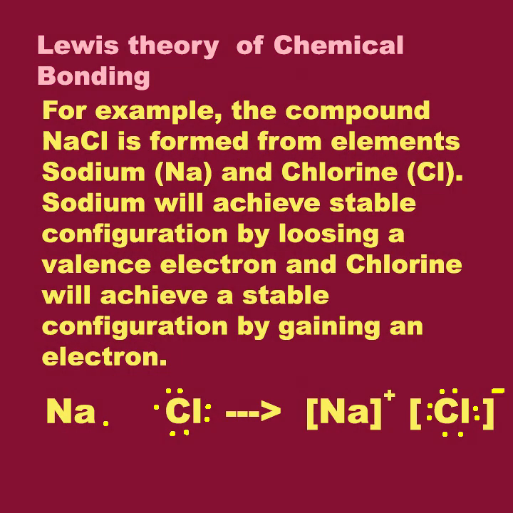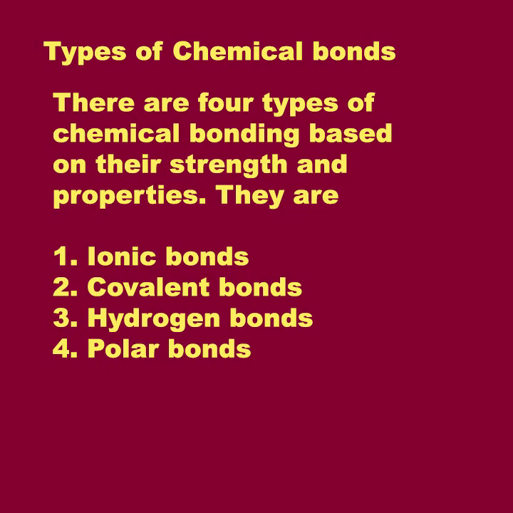For example, the compound NaCl is formed from elements sodium, Na, and chlorine, Cl. Sodium will achieve stable configuration by losing a valence electron, and chlorine will achieve a stable configuration by gaining an electron. Types of chemical bonds.